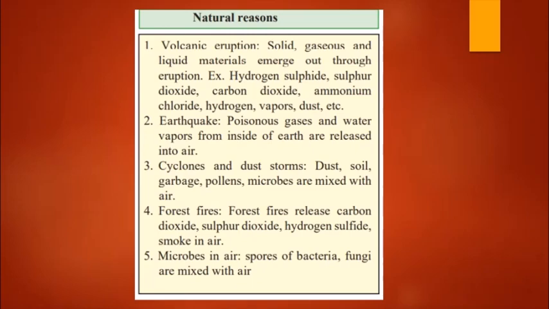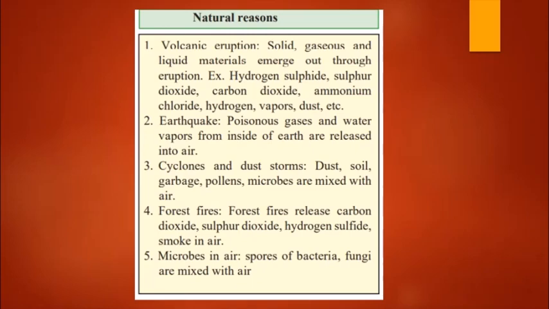Even in an earthquake, whenever any earthquake takes place, at that time also various poisonous gases and water vapors which are present in the interior of the earth are released. Because of the earthquake, the earth breaks up, we have cracks, and those gases can be released out, and it leads to air pollution. Then there is cyclone and dust storm. We all know what happens in a cyclone. The cyclone brings a lot of dust and soil particles, which can also lead to air pollution.